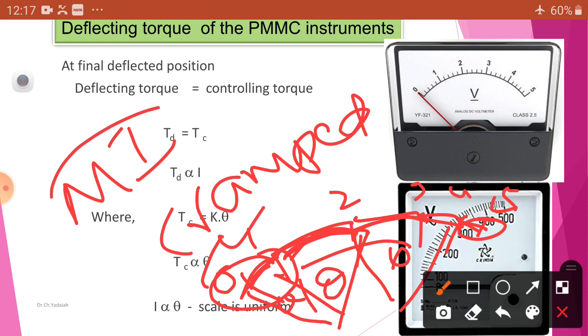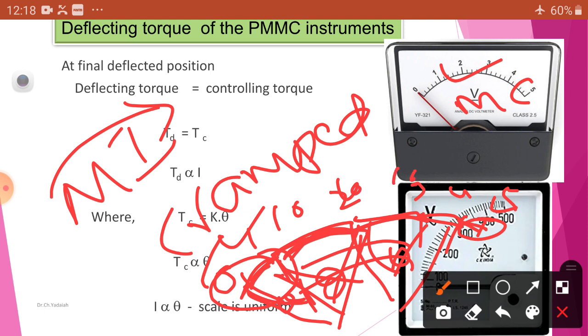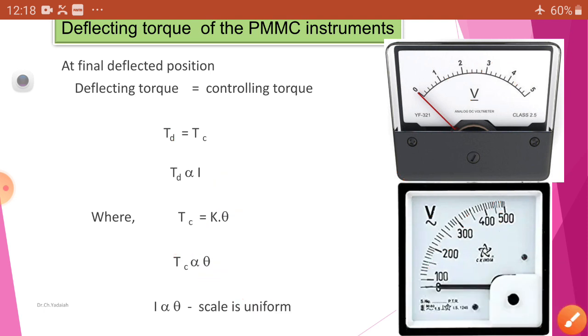But this is not the case in our moving coil instruments, MC instruments. In moving coil instruments, this angle and this angle are all uniform. For example, 10 degrees, 10 degrees, 10 degrees in case of moving coil. But in case of moving iron instruments, here is 10 degrees, here 20 degrees, here 30 degrees, here 40 degrees, then 30 degrees, 20 degrees and 10 degrees. So the angle is changing. This is the cramped scale in case of moving iron instruments, and the scale is uniform in case of DC instruments. Okay, now.